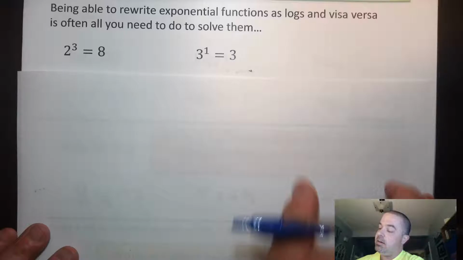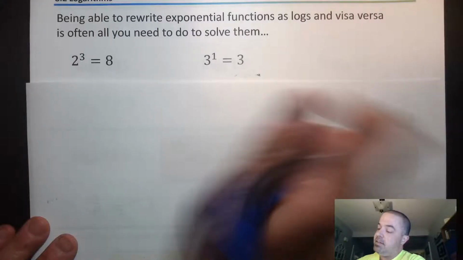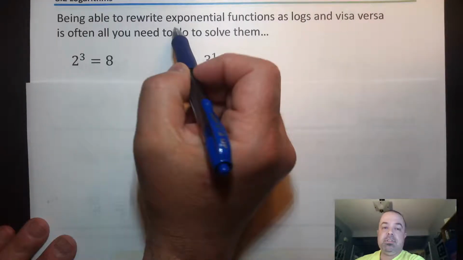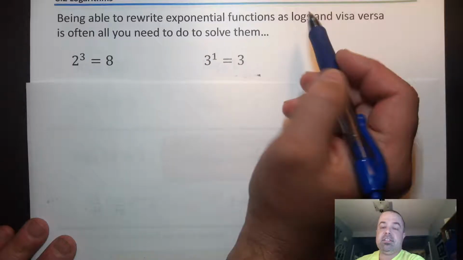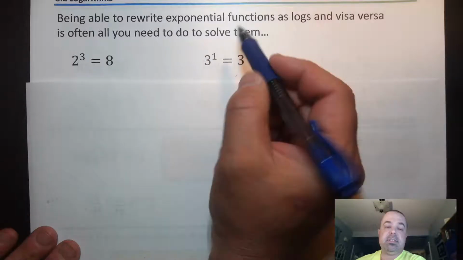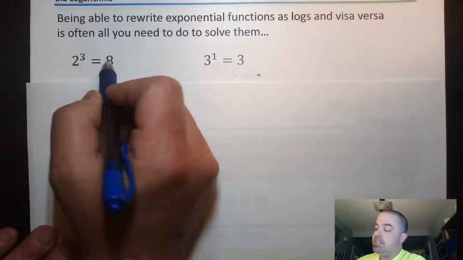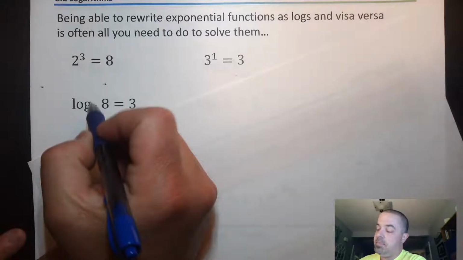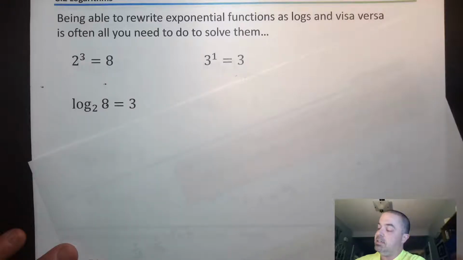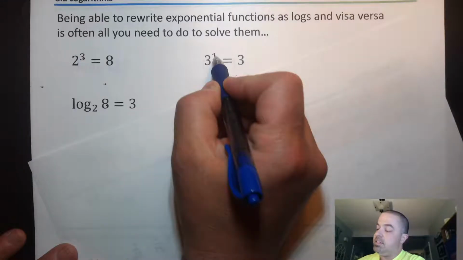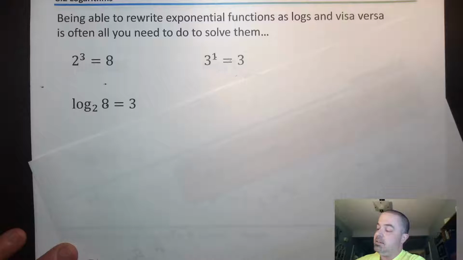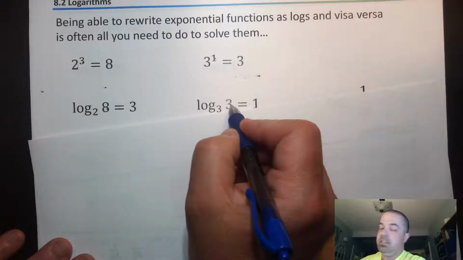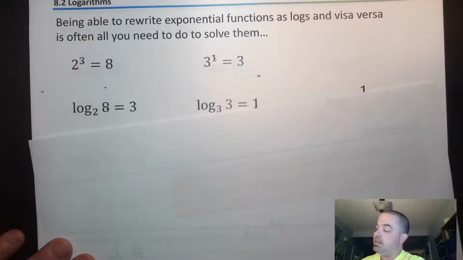Alright, so looking at this, we should be able to rewrite exponent functions as logs and vice versa, okay? And sometimes that's all you have to do to solve them. 2 to the third is equal to 8, so that's what it would look like. Log base 2 of 8 equals 3. 3 to the first power is equal to 3. Well, that's just log base 3 of 3 equals 1.